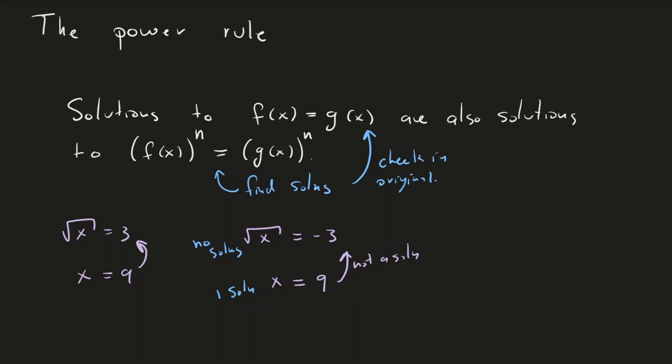So when you do this, the big thing is that you can get extra solutions when using the power rule. That's the important bit here. So you always need to check your answer, because if you square an equation, cube it, or raise it to some other power, you can get extra solutions that you always need to check.